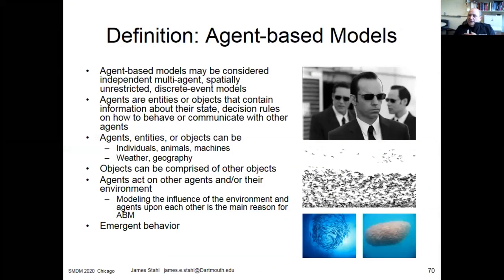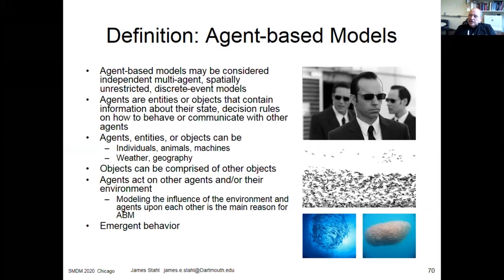So what's an agent-based model? In a single sentence, agent-based models may be considered independent, multi-agent, spatially unrestricted, discrete event models. Okay, and so what that means is you can think of them a lot like discrete event models, but you're no longer constrained to, let's say, the predetermined pathways that you often have to engender in a discrete event model.